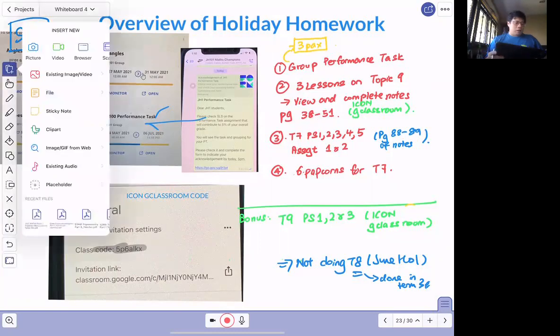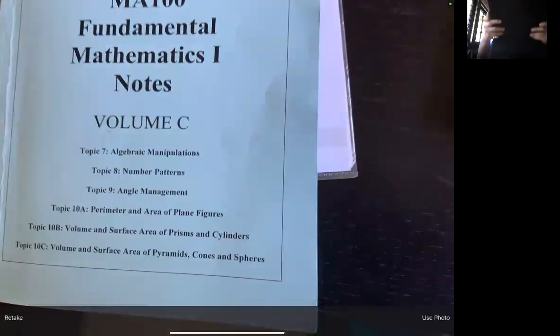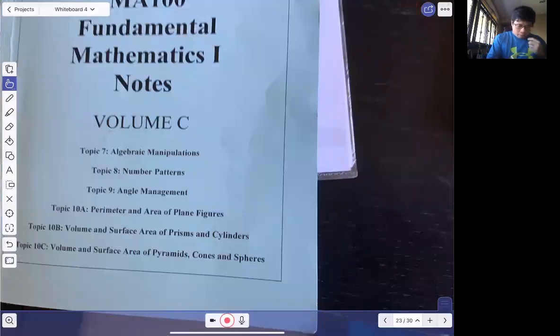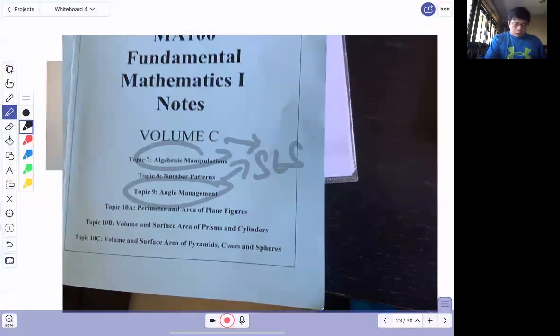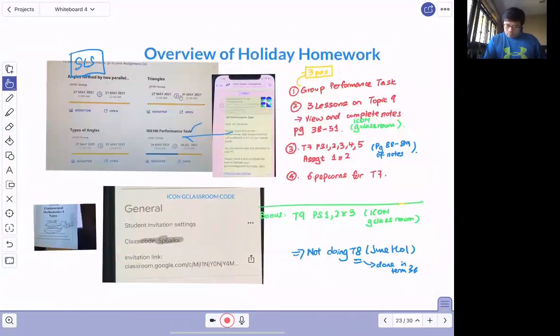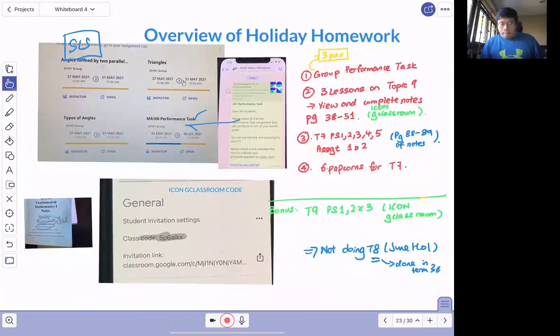So again, reminder, in case you have Zoom fatigue, the SLS is for this one. Basically the homework are for these two. Number pattern, we'll be doing it in term 3. So all clear of the homework? Total there are 4 pieces: group performance tasks, 3 lessons on SLS, and complete the notes for submission. These two, those in green, you submit on G Classroom.